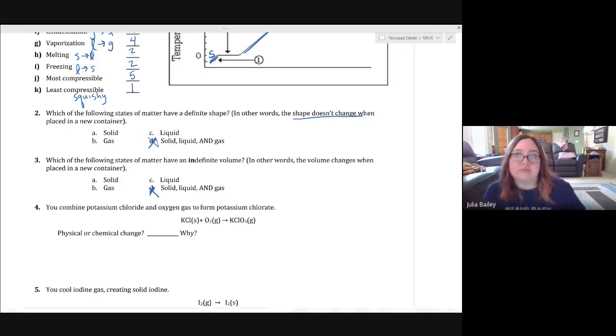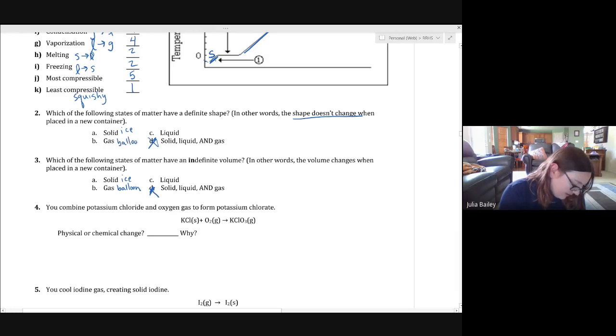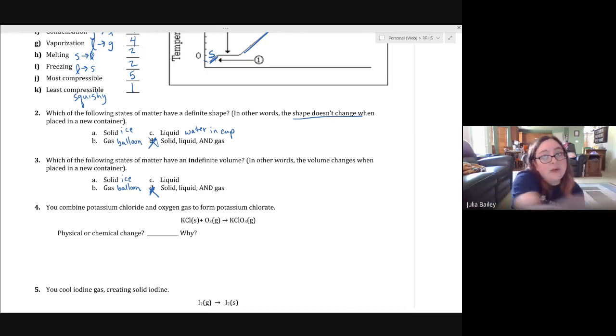So now we just have to think about shape. Again, I would think of some examples of a solid, a liquid, and a gas. So going back to an ice cube for a solid, a balloon for a gas. Let's go smaller than a lake this time, maybe just water in a cup for a liquid. And thinking about the shape, a definite shape means the shape does not change. So right now the water in my cup is shaped like a cylinder because my cup is a cylinder.